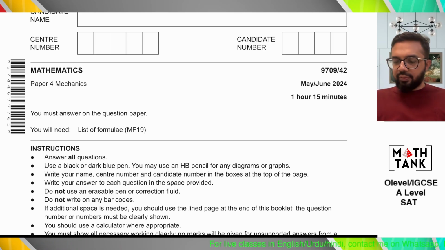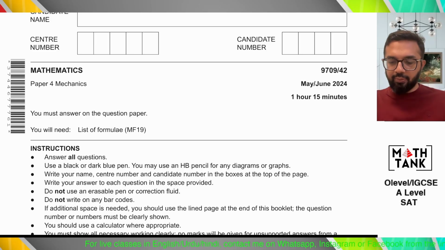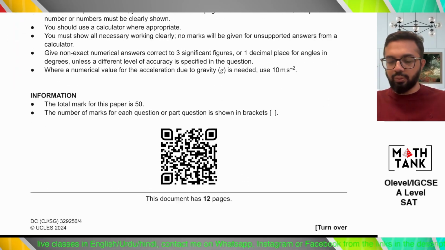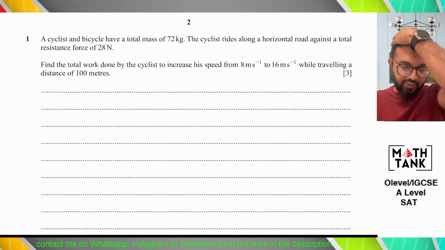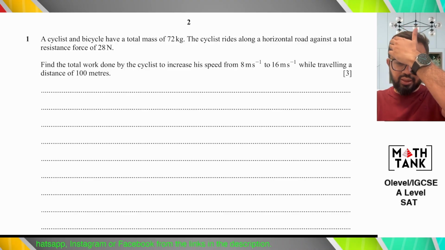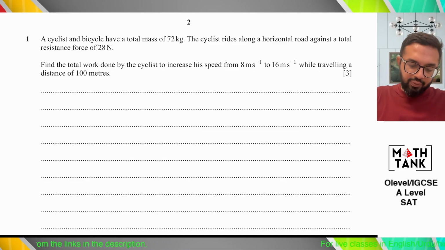Okay, so today's live stream is about the May/June 2024 M1 exam, variant 4.2. Let's begin quickly. A cyclist and bicycle have a total mass of 72 kg. The cyclist rides along a straight horizontal road against a total resisting force of 28 Newtons.